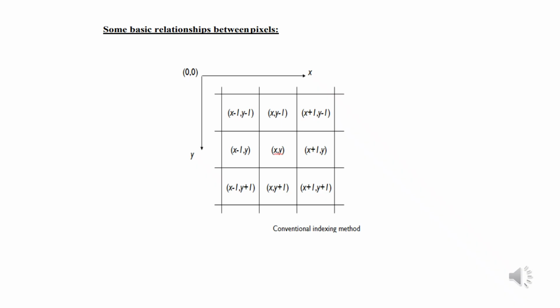This is, in general, the basic relationship, how it looks when an image is represented with the help of XY coordinate system. Then for a pixel located at x, y, these are the other pixels that we can consider to have a relationship with, which will be represented by x minus 1 comma y minus 1, x comma y minus 1, x plus 1 comma y minus 1, and so on. So this is considered as the conventional indexing method.